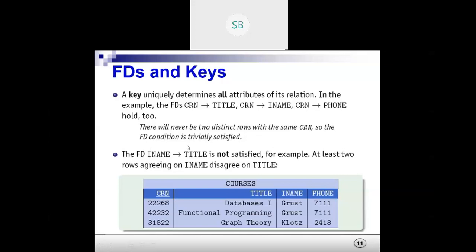We haven't studied yet the types of functional dependencies. Probably we'll study them in the next class, and then you'll be more clear. But you see here, these are the functional dependencies that hold. That is, CRN can uniquely identify the title, CRN can uniquely identify the instructor name, and CRN can uniquely identify the phone number. But this functional dependency does not hold.